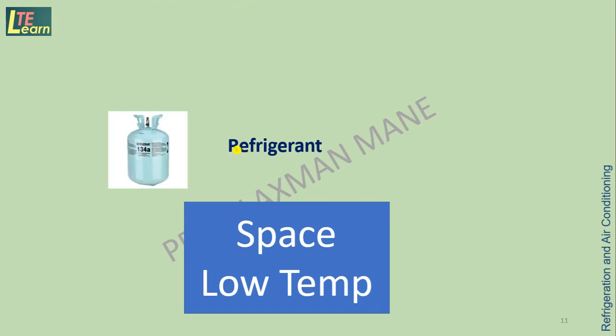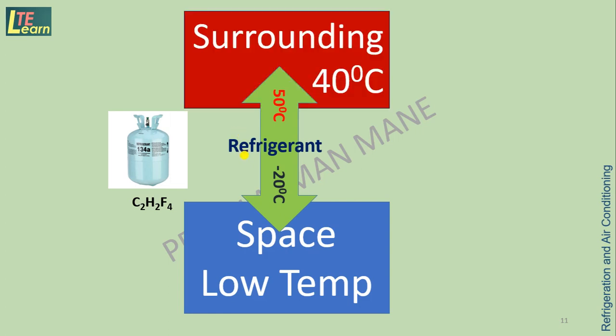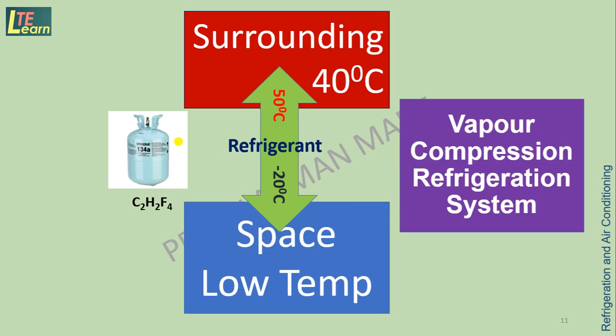This refrigerant absorbs heat from the space to be cooled, which is kept at low temperature, and this heat is rejected to the surrounding, which is at high temperature. Now this is a mechanical system which is called vapor compression refrigeration system. So let us study vapor compression refrigeration system.